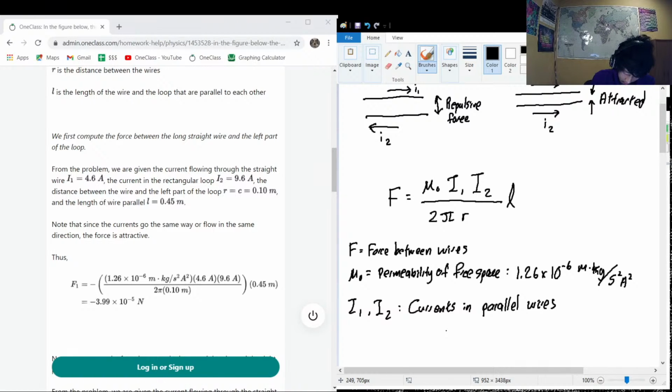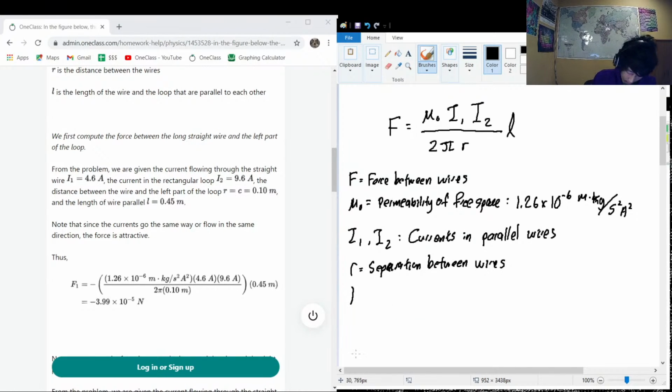R is going to be the separation between wires, and L is the length of parallelness, the length of wires that is parallel.